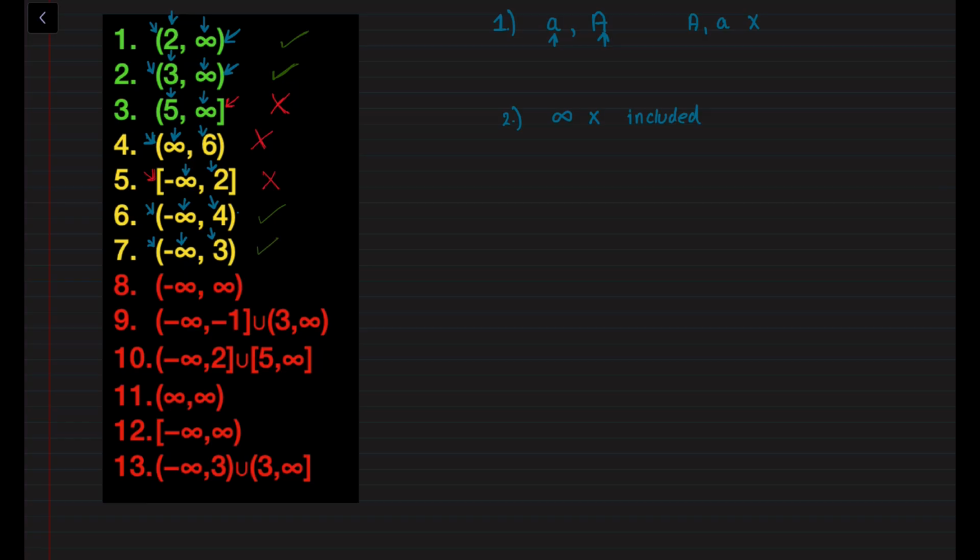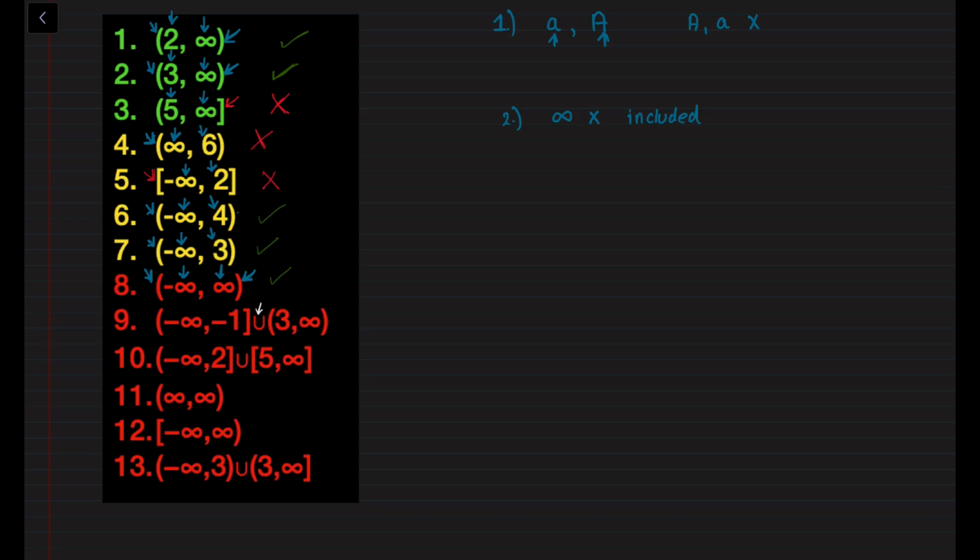Over here, we have negative infinity, and it's excluded, which is perfect. Then we have positive infinity, which is also fine because it's bigger than negative infinity, so it can be on the right-hand side of negative infinity, and that is also excluded. So this is valid.